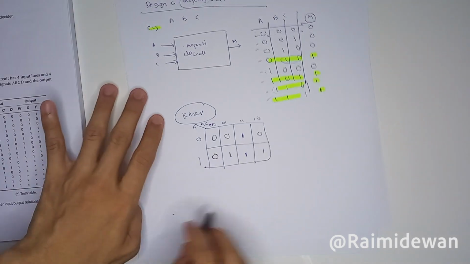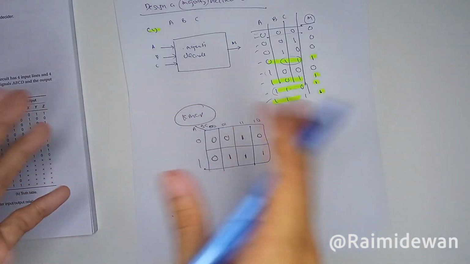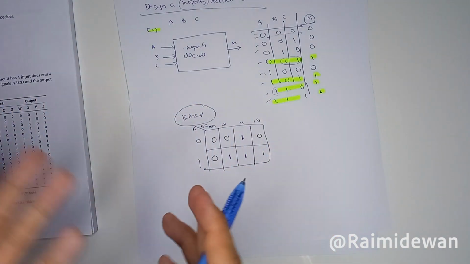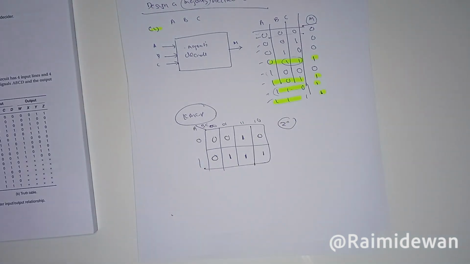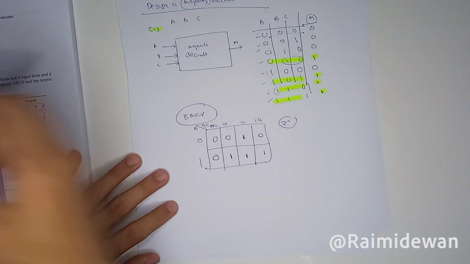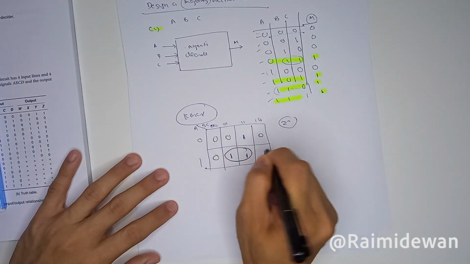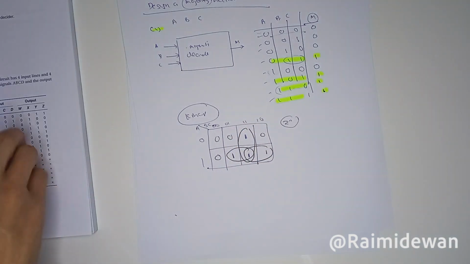Okay, remember the technique to do looping. It should cover as many of the cells as possible. The number of cells must be a power of 2, 2 to the power of n, and the number of loops should be as few as possible. So here you have this combination, this combination, and this combination. So you have 3 loops here.